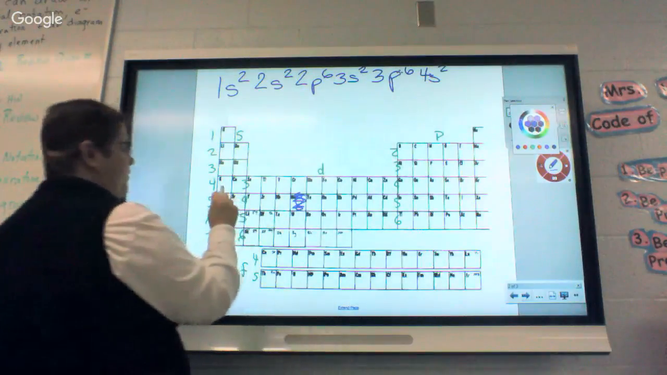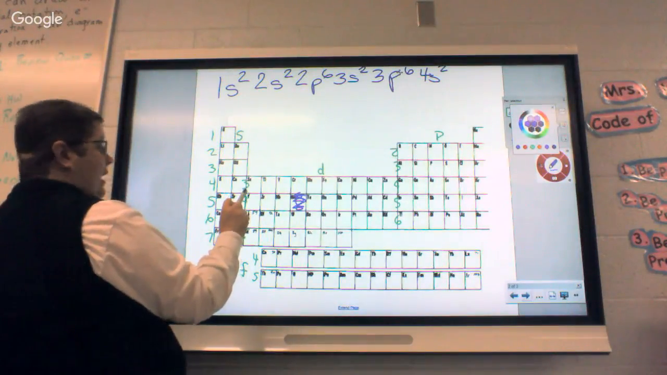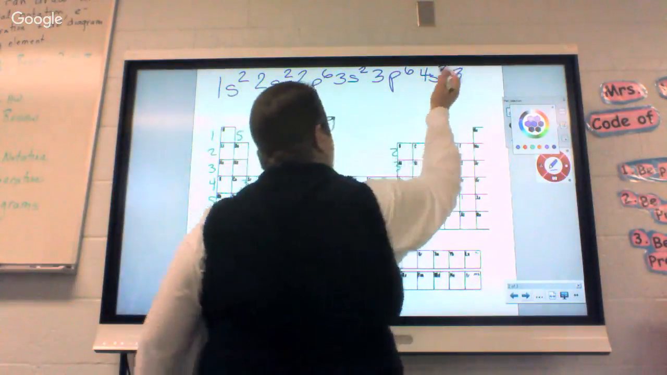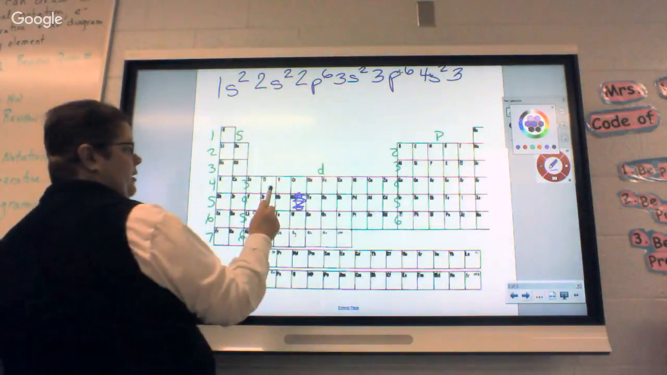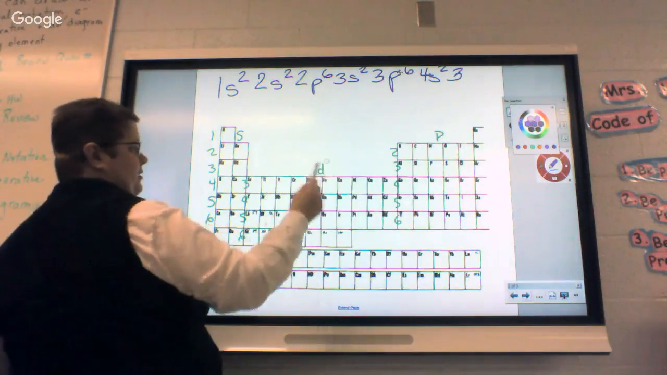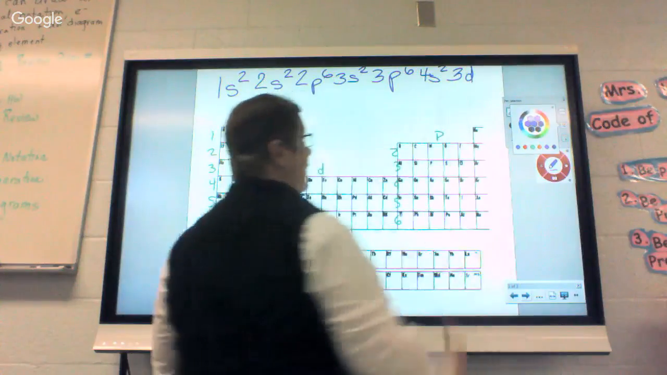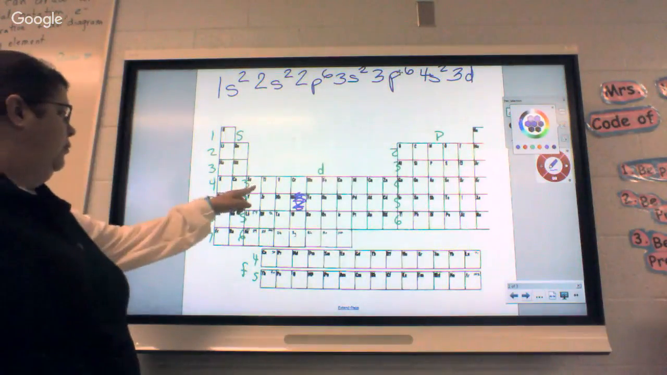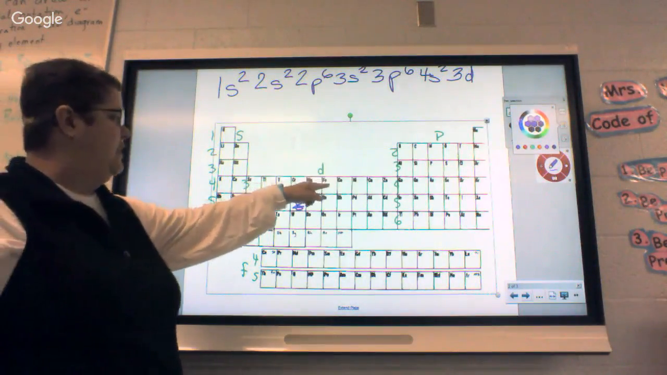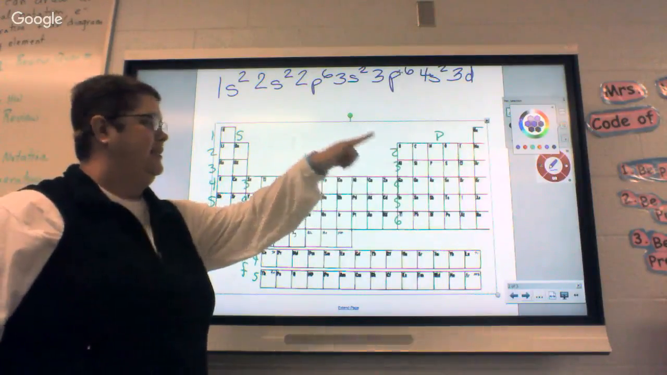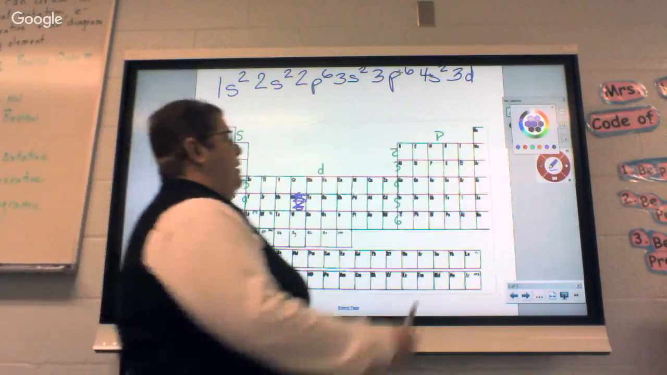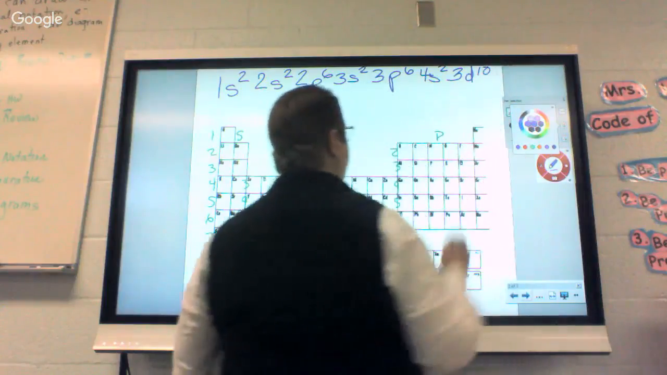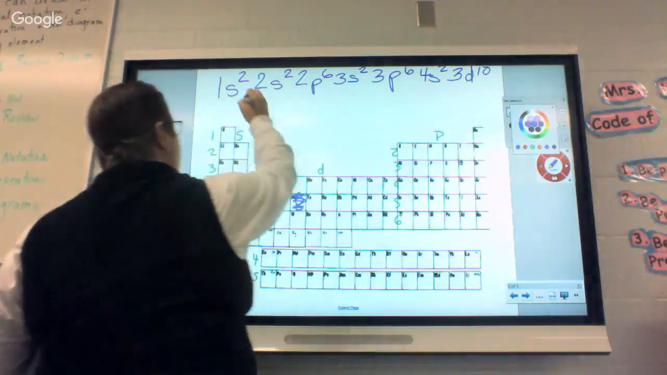All right, and as soon as I finish 4S2, what do I see? I see a 3. So I write 3. And what block is this one? D. So I write 3D. And how many do I have? 1, 2, 3, 4, 5, 6, 7, 8, 9, 10. Just like we learned D had, right? So I write 3D10. Then there's the 4.